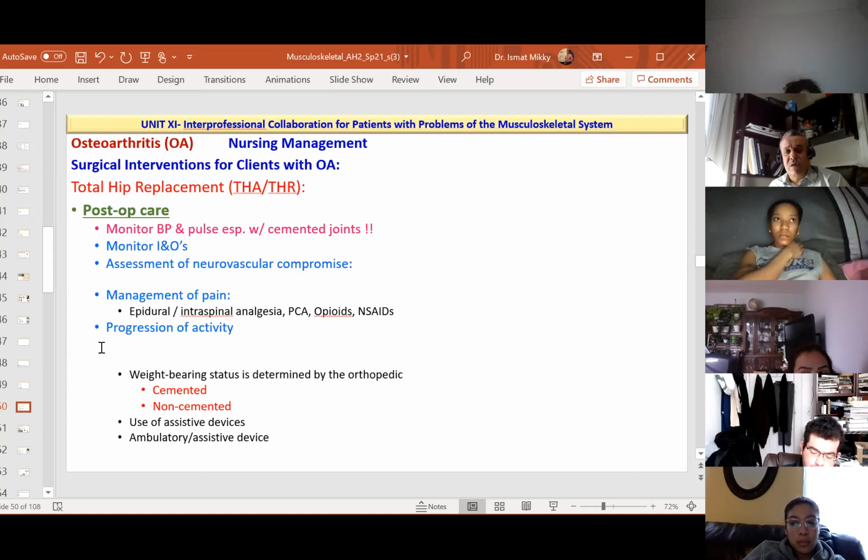In addition to that, we compare the affected and the non-affected extremity in terms of temperature, perfusion, whether there is any shortening of the leg, and any signs of dislocation.